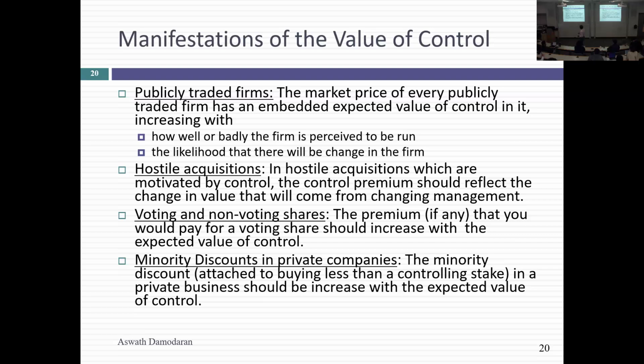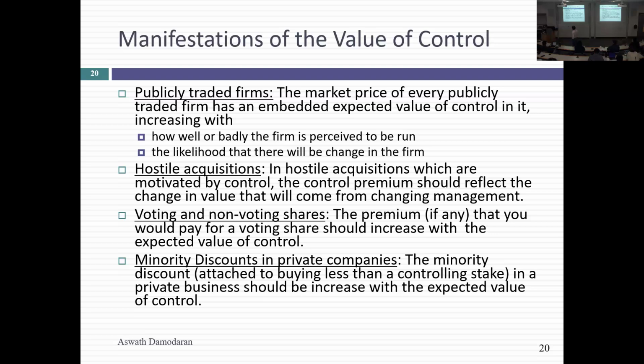Second, I want to talk about how the value of control plays out in hostile acquisitions. Remember, we talked about control premiums. We'll talk about how that plays out in an actual acquisition. How do you value control and how much do you pay for it? Third, I'm going to argue that understanding the expected value of control will give you a way of explaining why voting shares trade at a premium over non-voting shares and how much that premium should be.